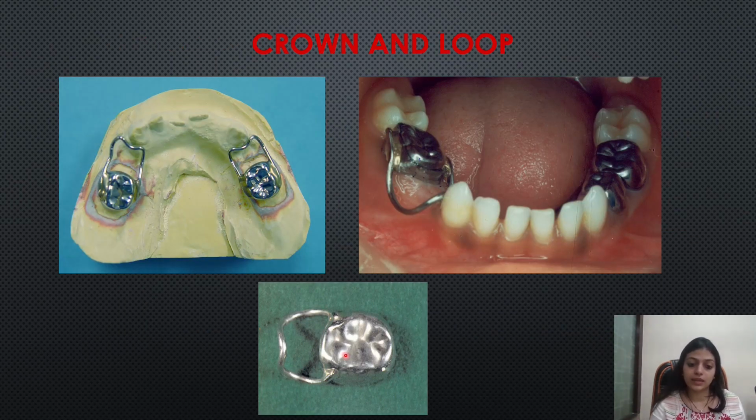Crown and loop looks like this. There is a crown and loop. It's usually given when the tooth, which is the abutment tooth, is pulpectomized or does not have a sound tooth structure.